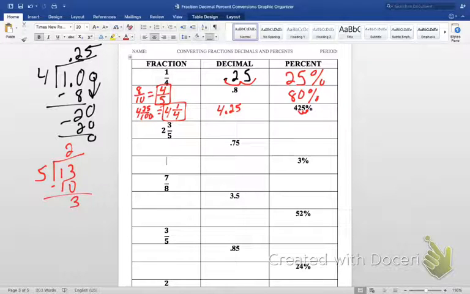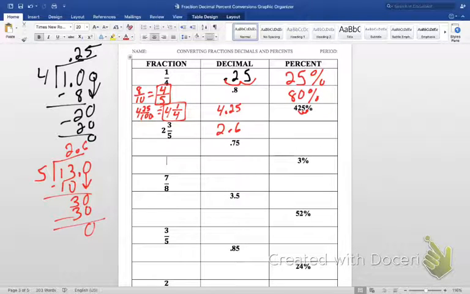I can't have a remainder because it just gives me a fraction again. Add my decimal and a 0. Add my decimal to the top. Bring it down. 5 goes into 30 6 times. 6 times 5 is 30. And we're done. Our answer is 2 and 6/10.